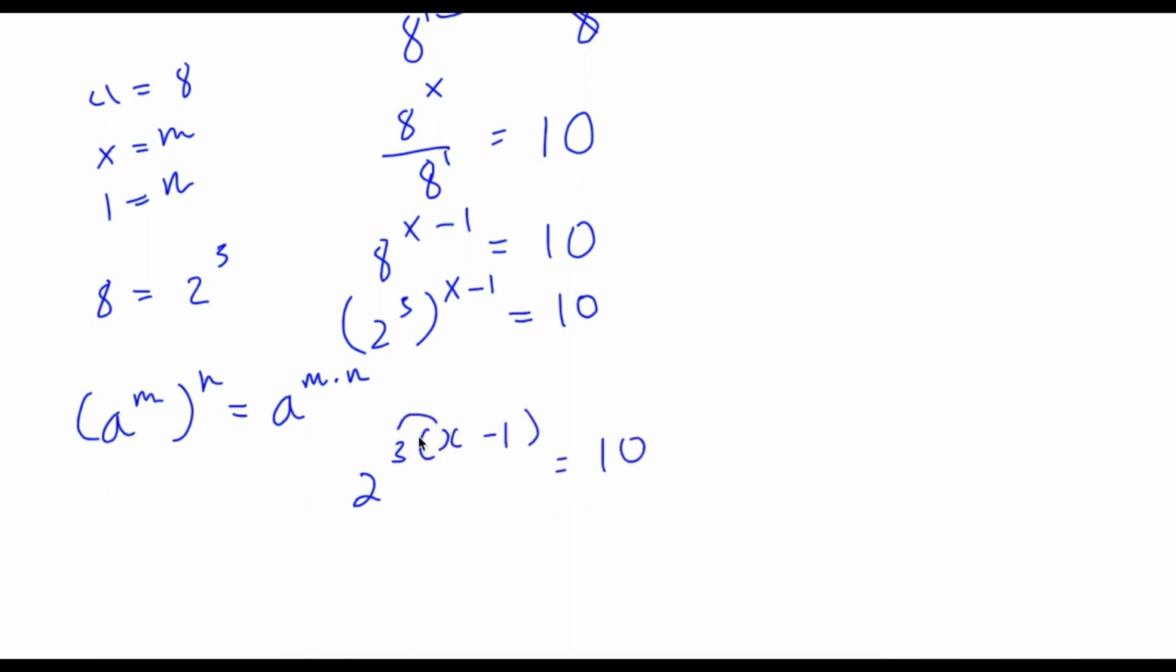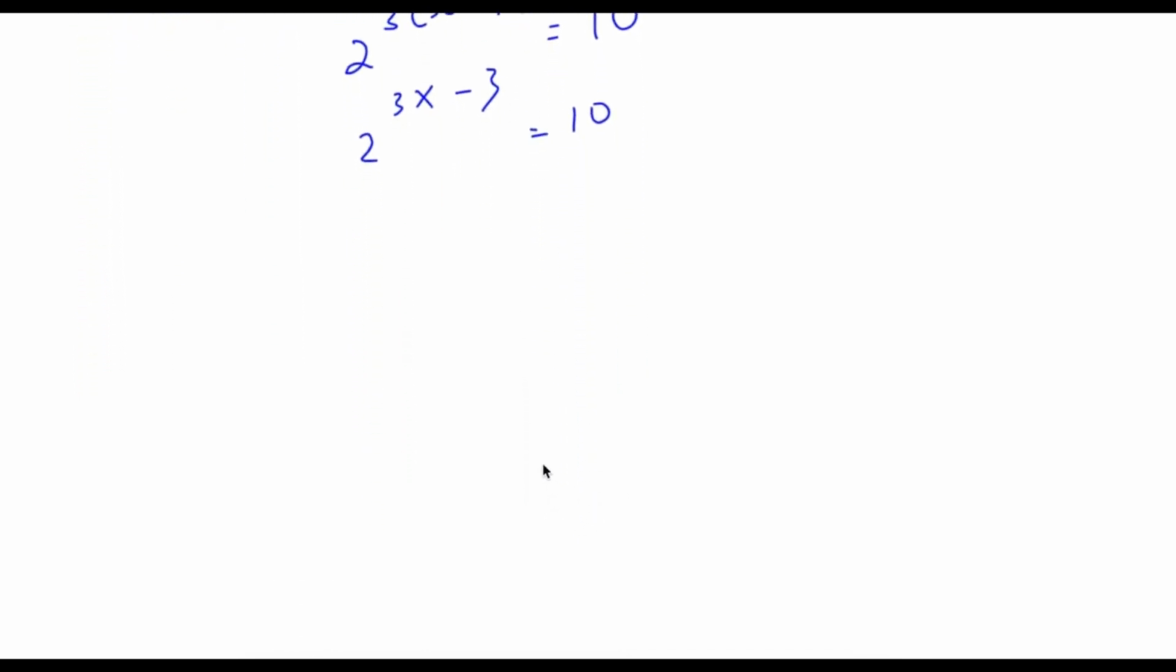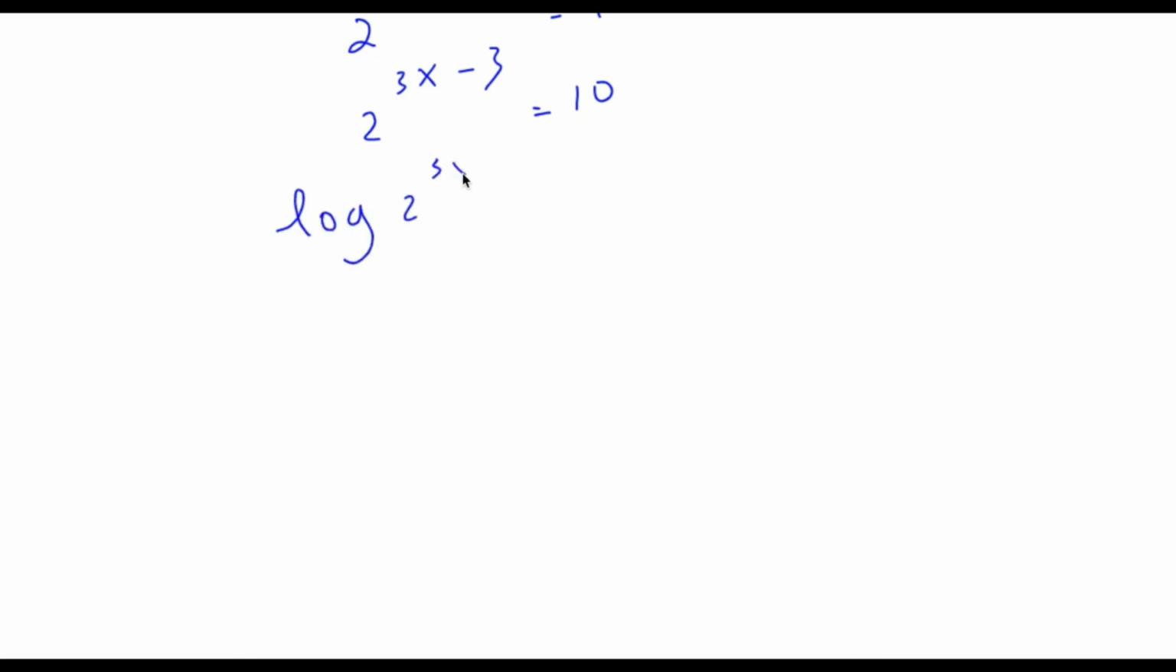Now we have to simplify this, so we're going to distribute the 3. So this would be 2 to the power of 3 times x is 3x, minus 3 times 1 is 3. Now this is equal to 10. So now we have 2 to the power of 3x minus 3 is equal to 10. And now I'm going to take the log on both sides. So now I have log 2 to the power of 3x minus 3 is equal to log 10.